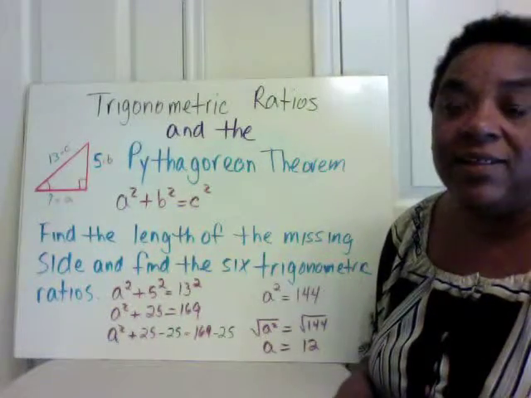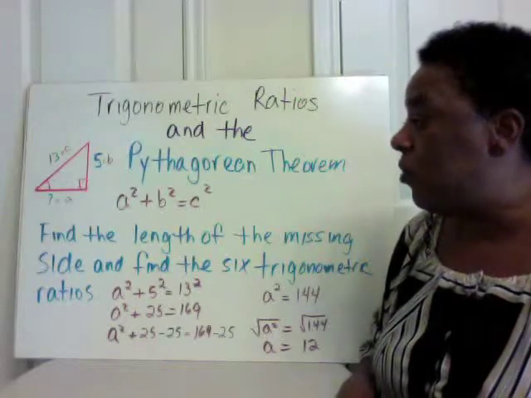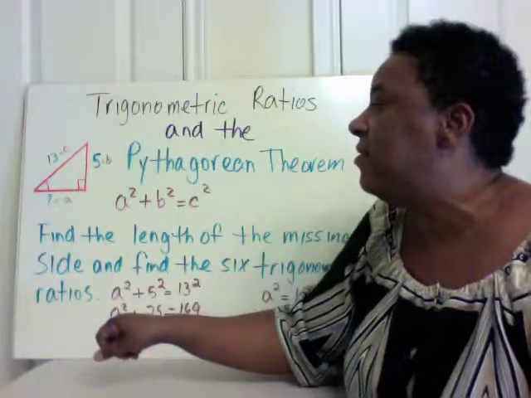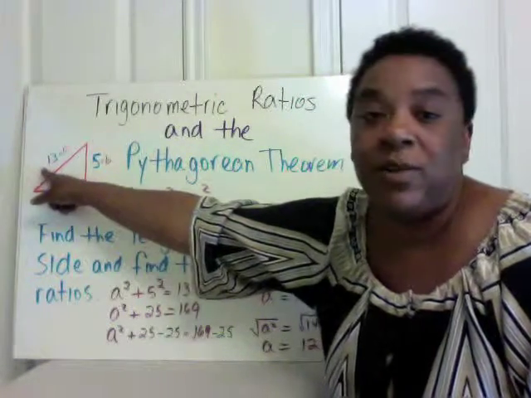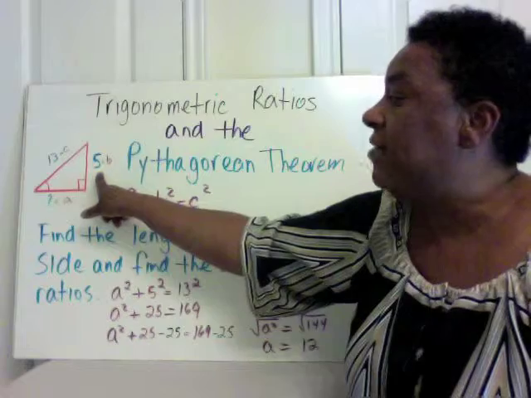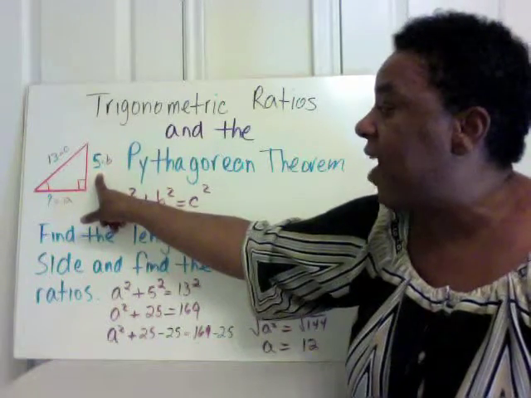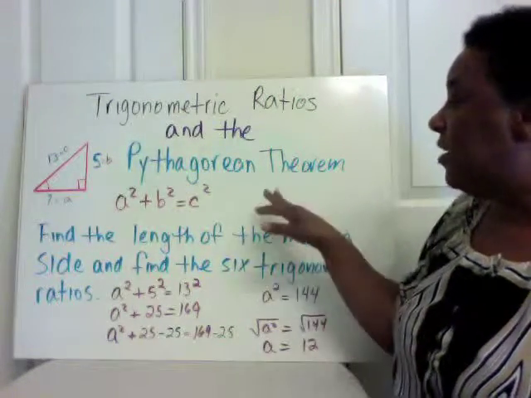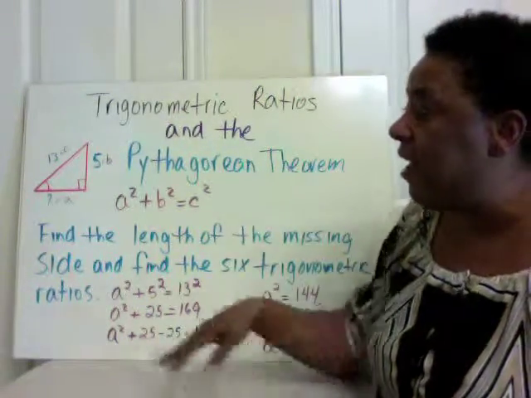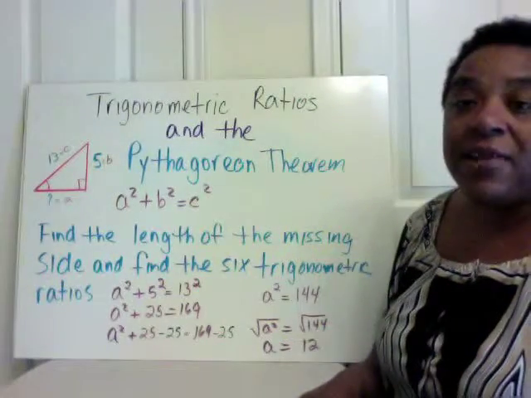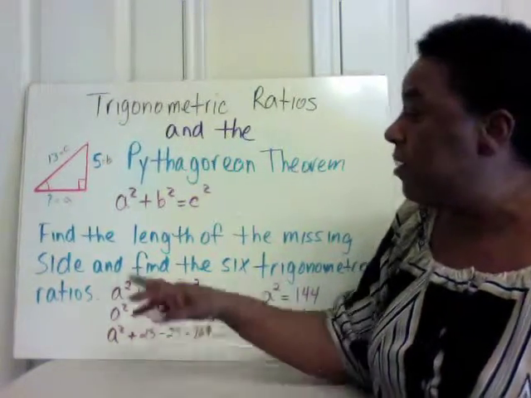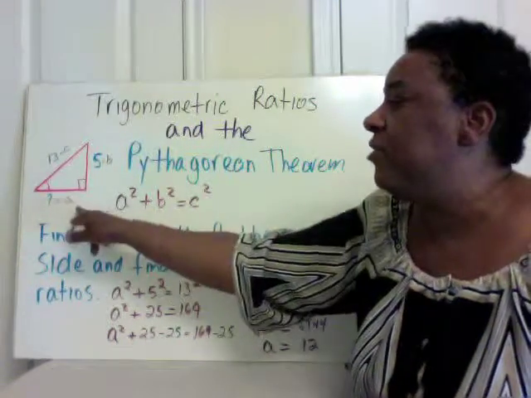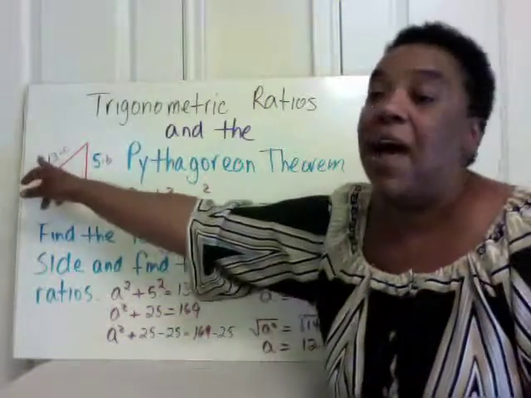Now here I have an example of a triangle where we want to find the 6 ratios, but we're only given 2 of the sides. We have the side of the hypotenuse, which is length 13. We have the side of one of the legs, which is 5, but we don't know this adjacent side. Now we can use the Pythagorean theorem to help us find our missing side. The Pythagorean theorem formula is a squared plus b squared equals c squared. A and b are the 2 sides, and c is the hypotenuse.